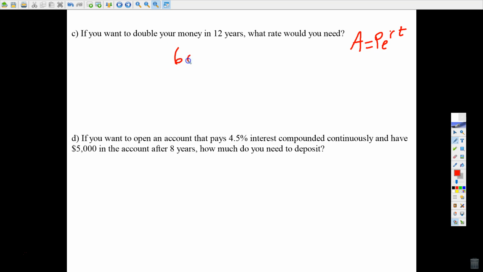Doubling your money, once again, A is 6,000, P is 3,000. We know that t is 12, so we'll just make this exponent 12r. We're solving for the rate. We're still going to get 2 because we're trying to isolate e. You're going to do natural log 2 again, because this exponential equation needs to be converted into a natural log equation.